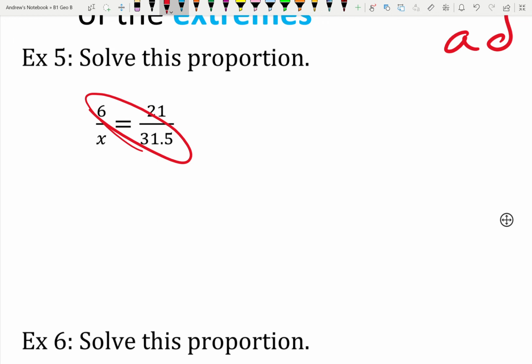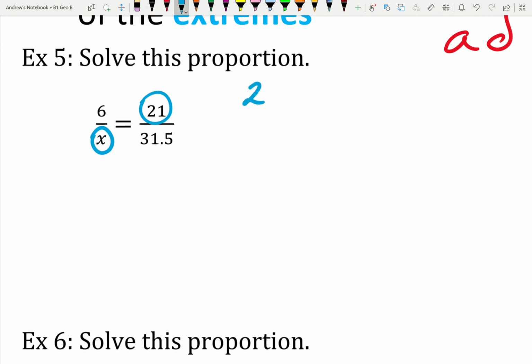So I'm going to have 6 times 31.5, and then the other one, the tablet's kind of slowing down, is X times 21. I know that might be a little bit hard to see what's going on here. How about we try this instead. Let's do it like that. So X times 21 is just 21X.